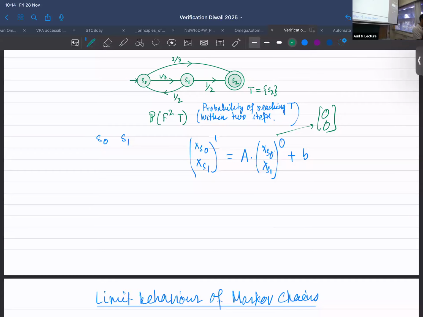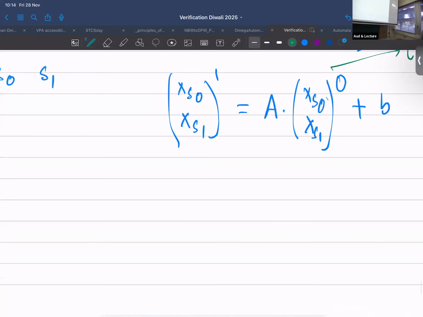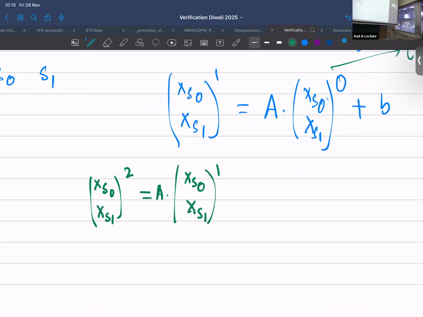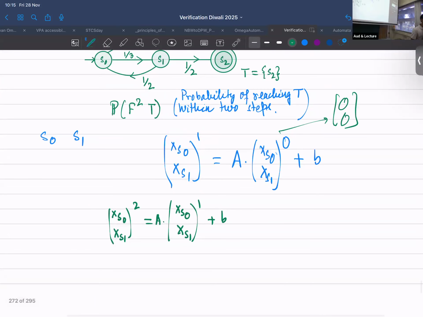Okay, so can you now try? All I want to say is that within at most 2 steps, I need to find xS0, xS1 at step 2, which is equal to A times xS0, xS1 at step 1 plus b. So this is what we want. Clear? Now you can tell me what value you get.